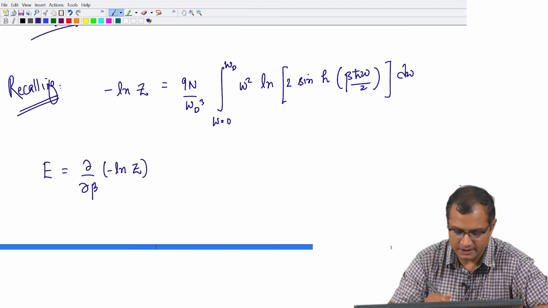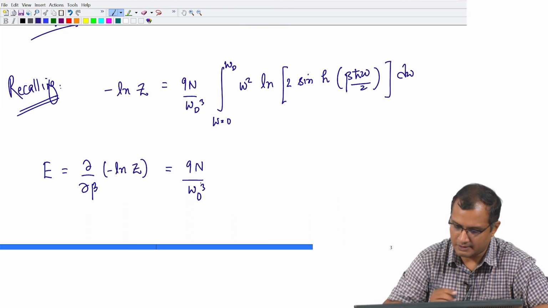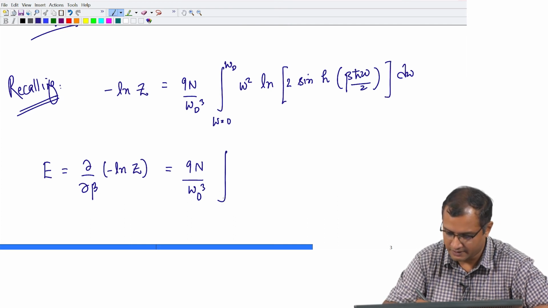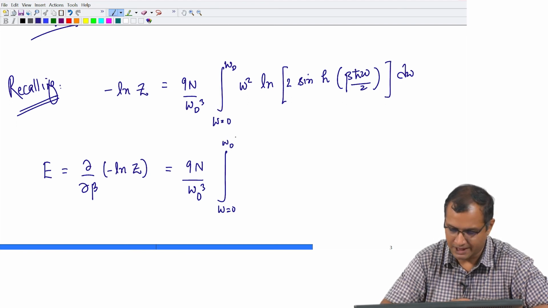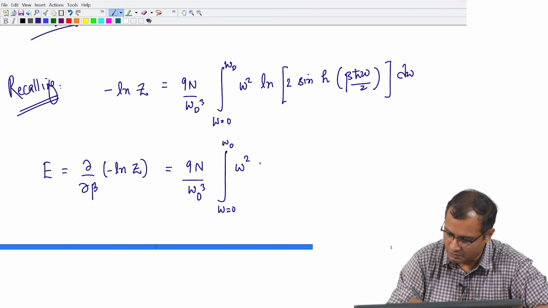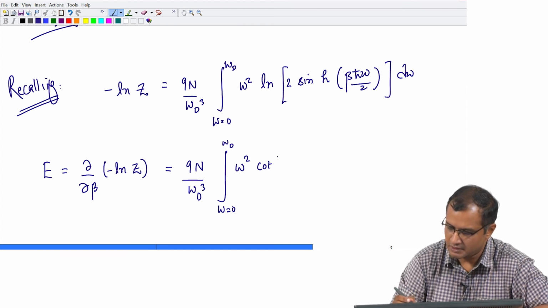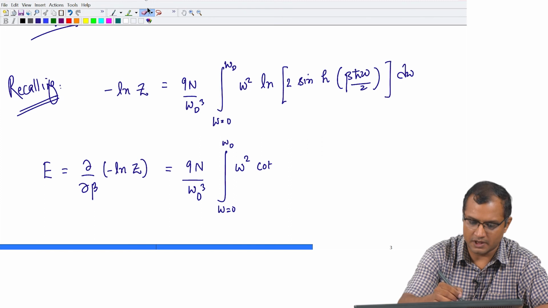So, what you will get here is I am going to take 9n by omega d cube outside, and when you take the derivative with respect to beta, you will get omega square into cot. I am going to write down coth, cot hyperbolic, as cos hyperbolic over sin hyperbolic.